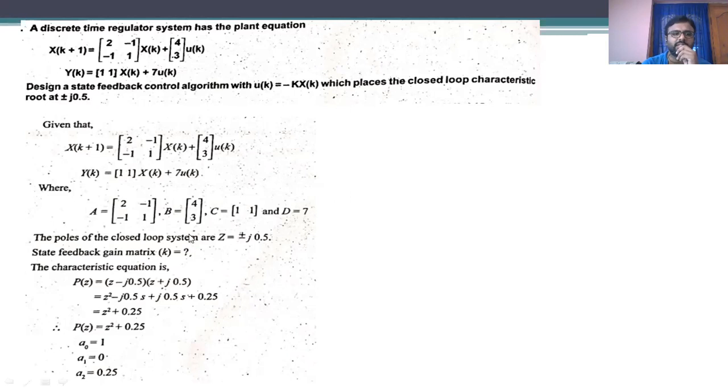Just by comparing these equations with the state variables, we get the matrices A, B, C, and D. For calculation of the state feedback gain matrix, initially we need to determine the desired characteristic equation, and after that we need to check whether the system is controllable or not, and after that we have to apply Ackermann's formula.